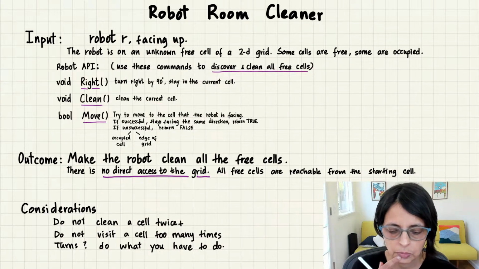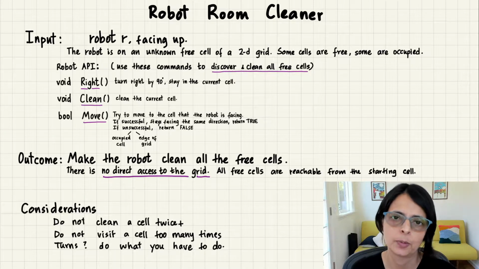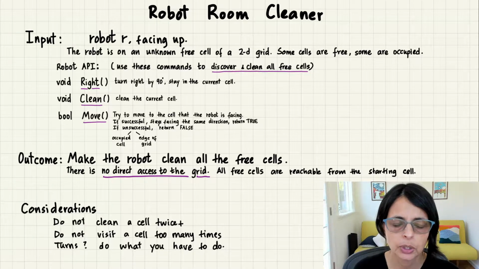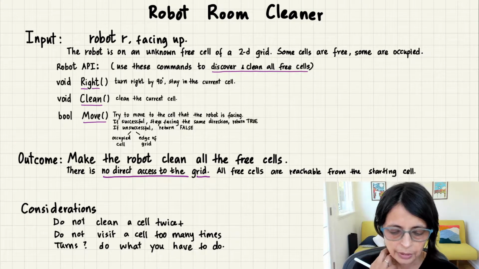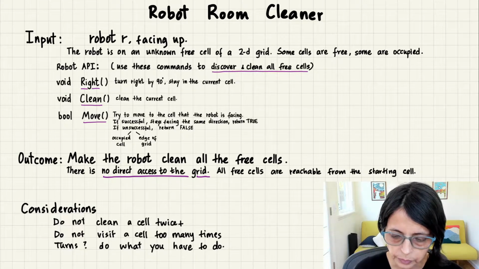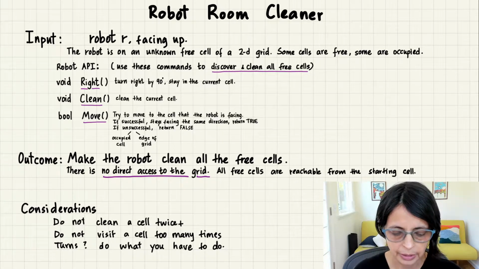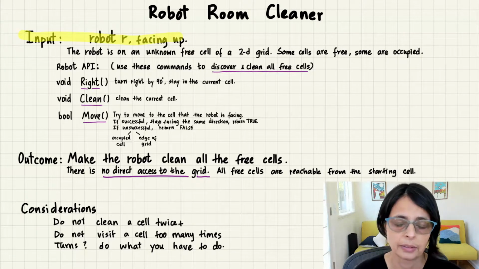Now here what I've done is just put together officially everything we know about this problem right now. What is the input? What is the expected outcome? What are the assumptions? What are the considerations? So, take some time to go over this. I will very quickly point out: the input is, to be clear, the robot.